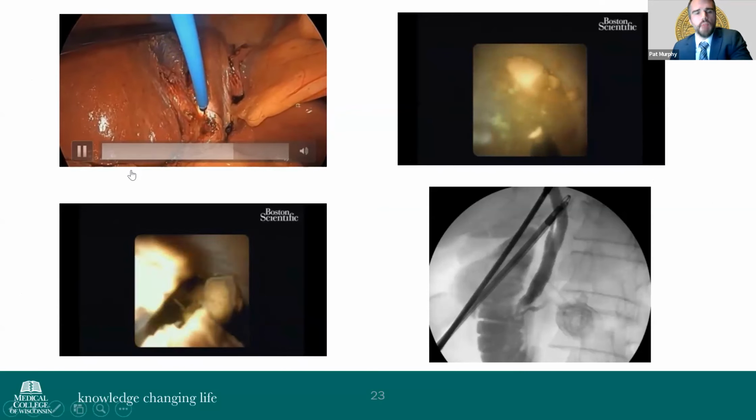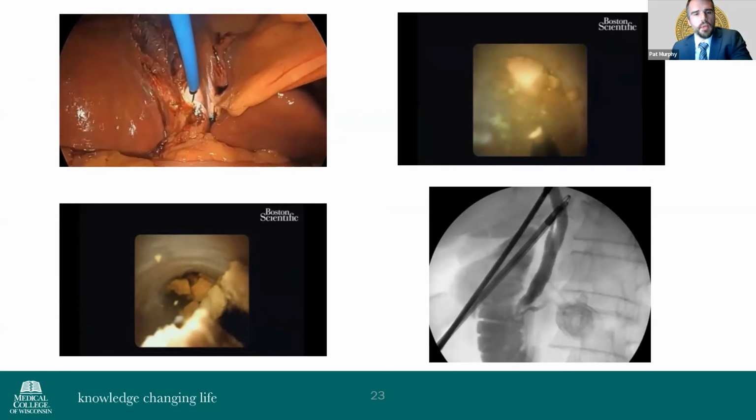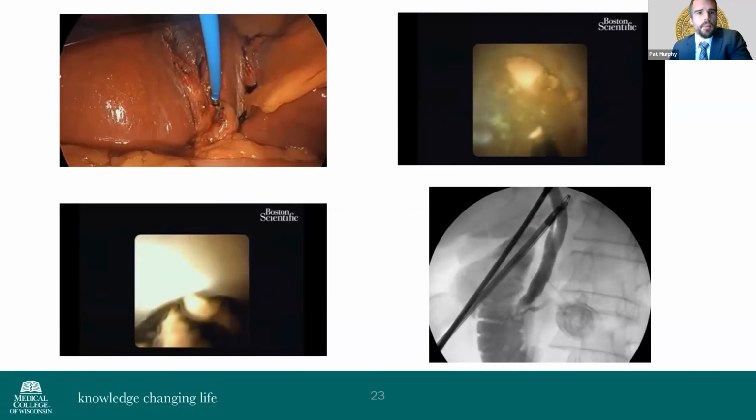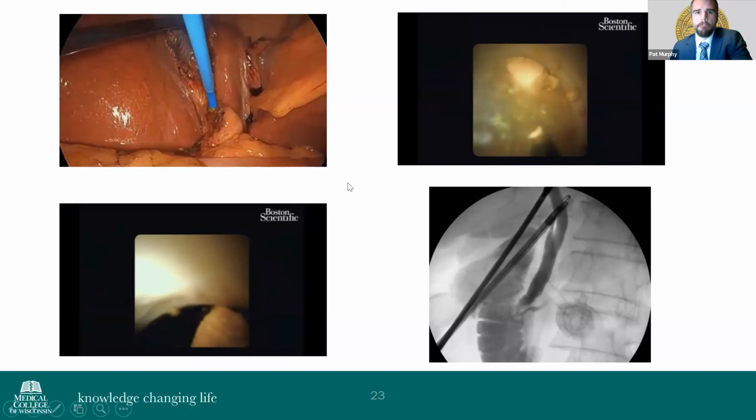I wouldn't recommend this as your first case, someone with a bilirubin of 8, taking them direct to surgery. But as you adopt the approach, you can get a little more sophisticated.